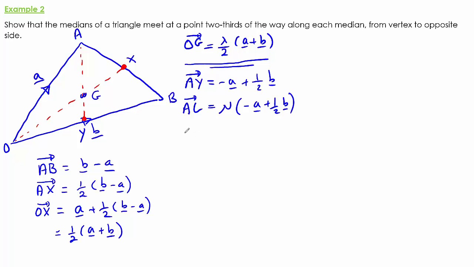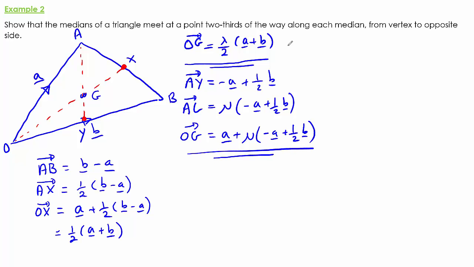And then we're interested in going from O to G. So that's going to be a plus mu times (minus a plus a half b). Now both of these, 1 and 2, are ways of getting from O to G, and in vectors that means they must be the same. So I've got lambda over 2 (a plus b) has to be equal to this.